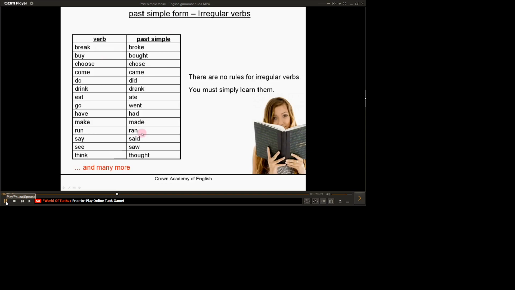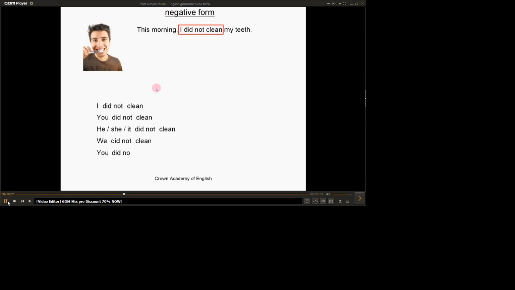The negative. This morning I did not clean my teeth. I did not clean. You did not clean. He, she, or it did not clean. We did not clean. You did not clean. And they did not clean.